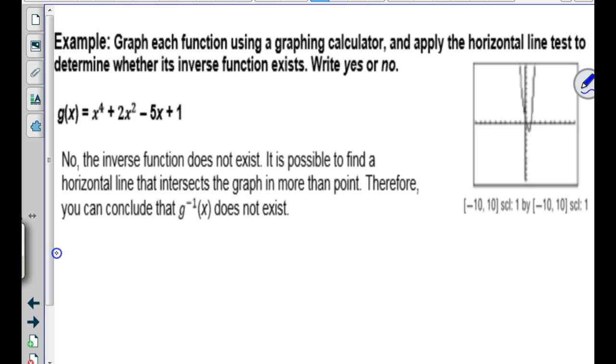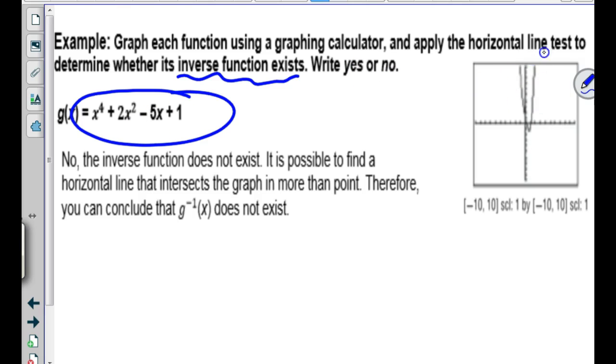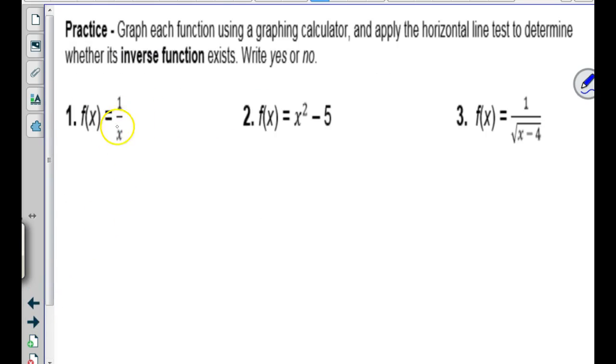All right, so graph each function using a graphing calculator, apply the horizontal line test to determine if its inverse function exists, in other words, is it one-to-one, right? Yes or no? Okay, so they graphed this nightmare and it looked like this. Is it going to pass the horizontal line test? No. So the inverse function does not exist.